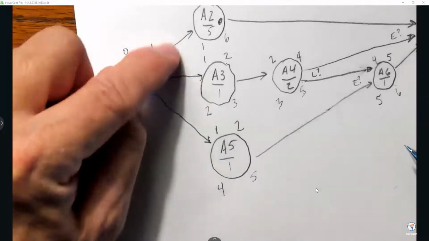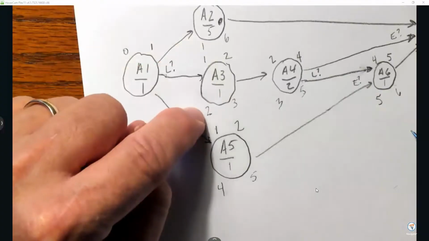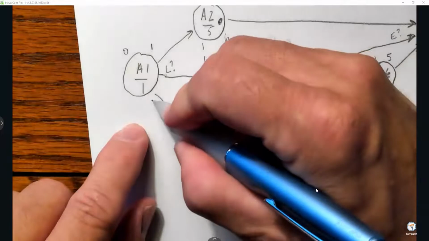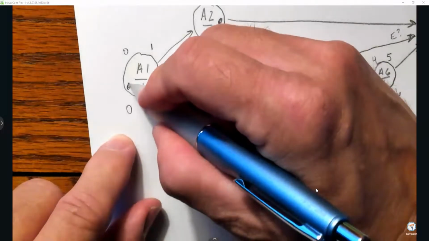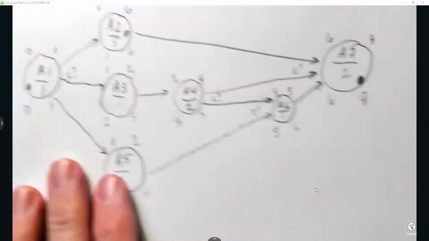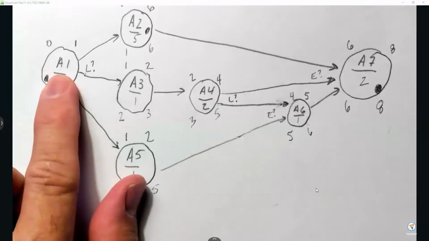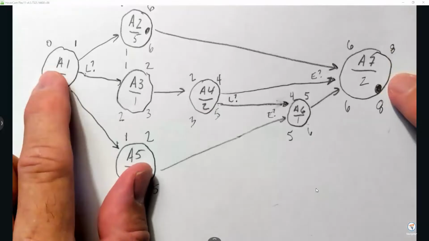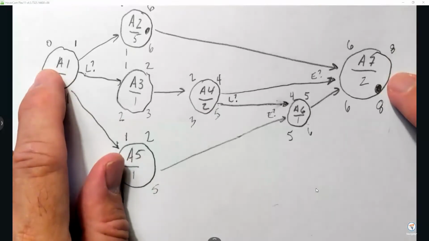I have to look at each one of these 3 and choose the smallest. This one is a 1, this one is a 2, and this one is a 4. The smallest one's a 1, so I'm going to choose that one. 1 minus 1 is 0, and by the way, that's on the critical path. This one and this one in this example have to be on the critical path for the simple reason that every single path goes through those 2.